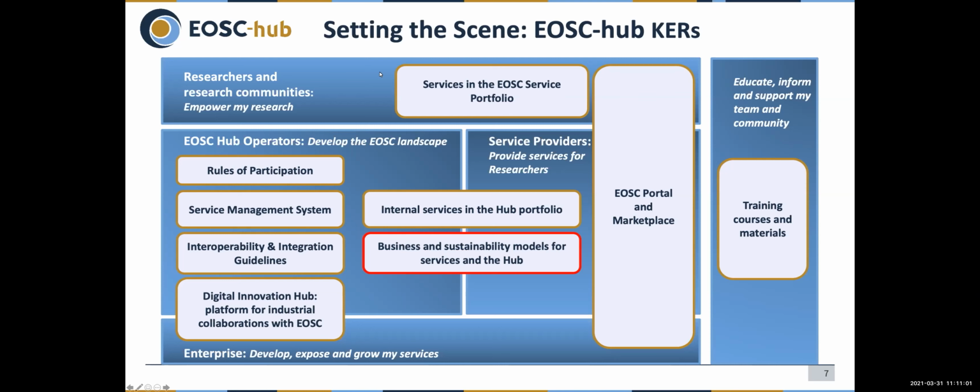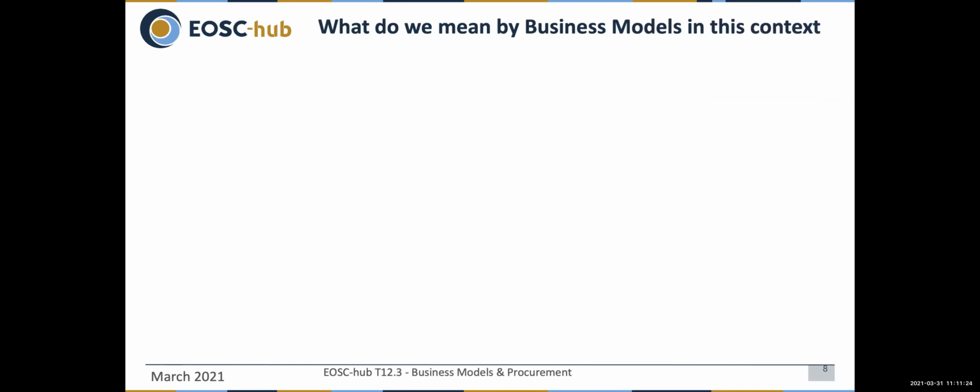And then we have the cross-cutting capabilities that we saw in the previous diagram, like the trainings, role participation, service management systems, and so on. And also we have a component here, on the bottom right, specifically designed to stimulate engagement with the industry. So that was the introduction on the EOSC-hub.